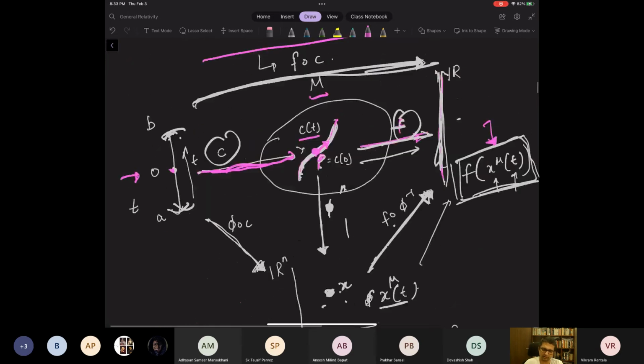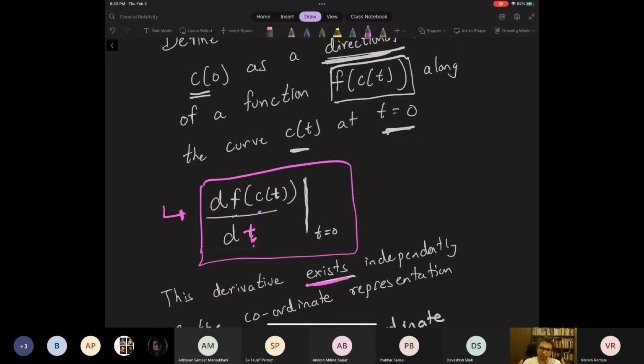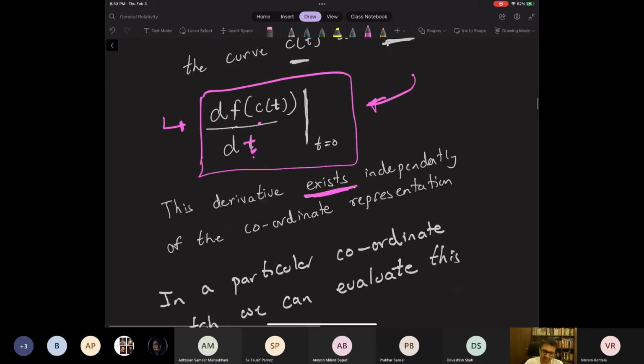Because this is a smooth map, the notion of differentiability exists. This notion of differentiability of these maps exists independently of the coordinates that you assign to this point P. This is a very important property because we want to define vectors which do not rely on coordinates, or the vector space at P should not rely on the coordinates that we assign to P.